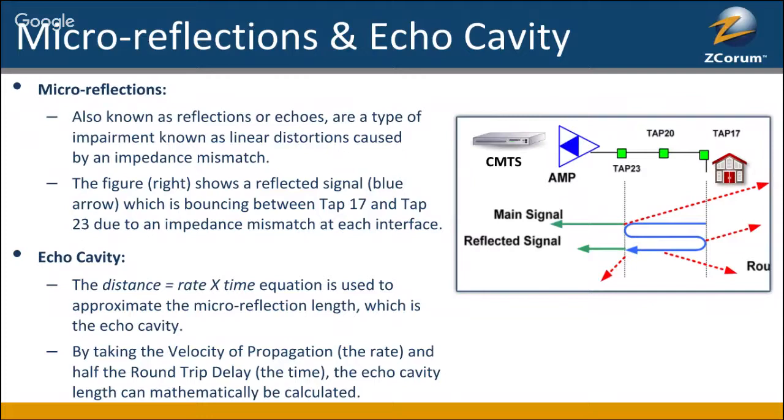Each cable that is being used is categorized by velocity of propagation. What's that? That is some percentage of the speed of light. Typically, it's 85 or 87% the speed of light. So that's your rate. Now, because of the information that we're gathering from the CMTS and the modem, we do have the time. We don't need the full round trip delay time, we just need half the time. So we take the velocity of propagation, multiply it by half of the round trip delay, and then we get the size of the echo cavity. So that is the calculation of how to get to the echo cavity.